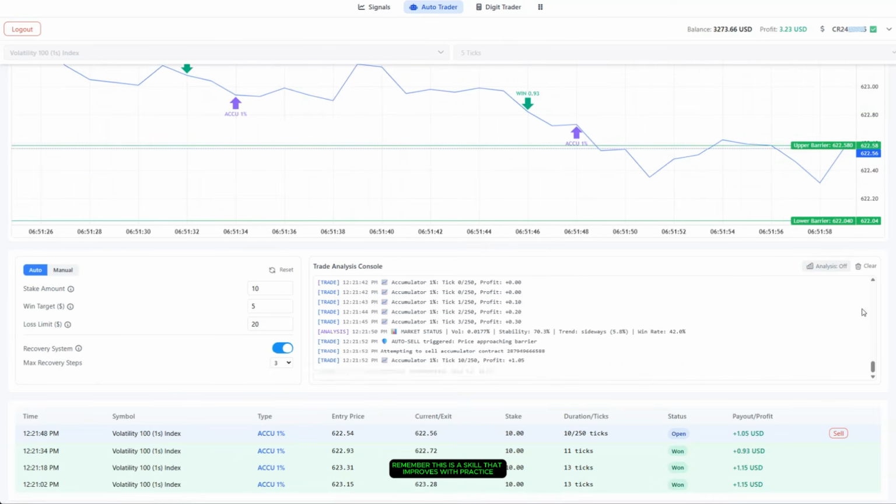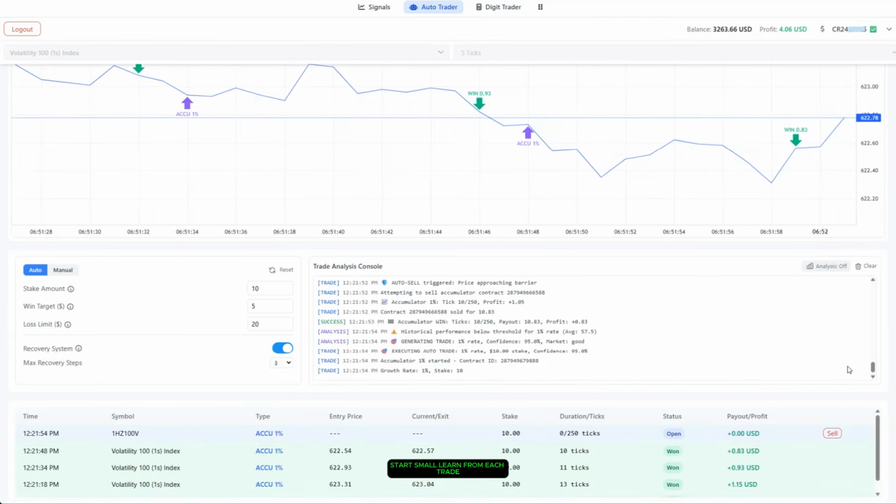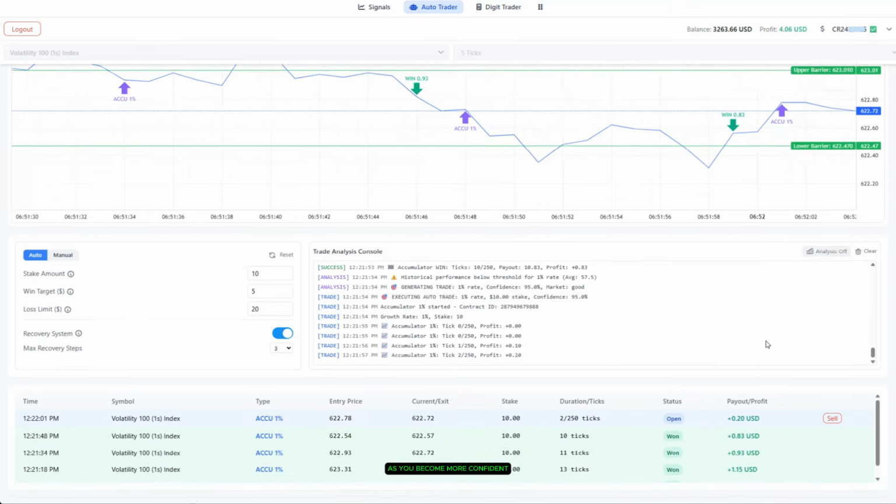Remember, this is a skill that improves with practice. Start small, learn from each trade, and gradually increase your stakes as you become more confident.